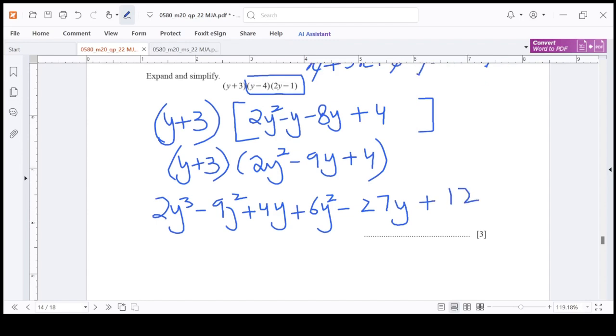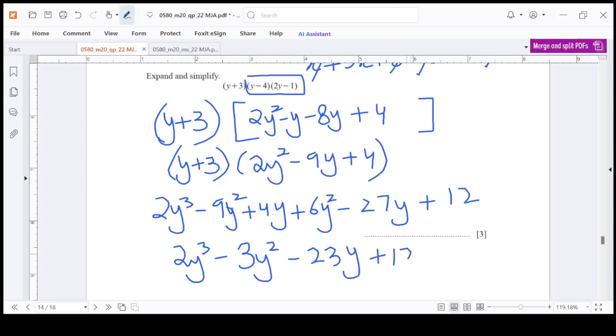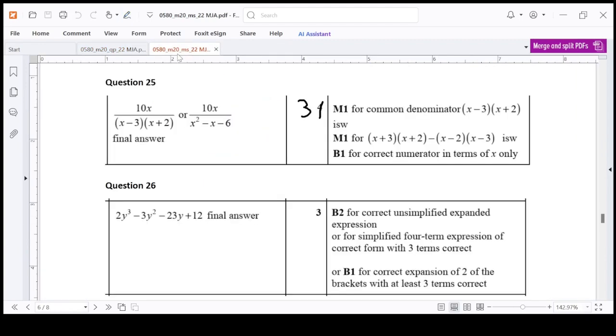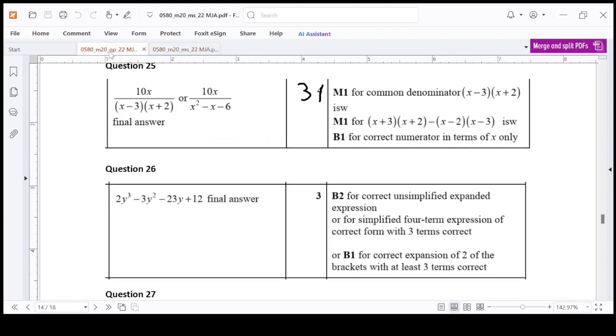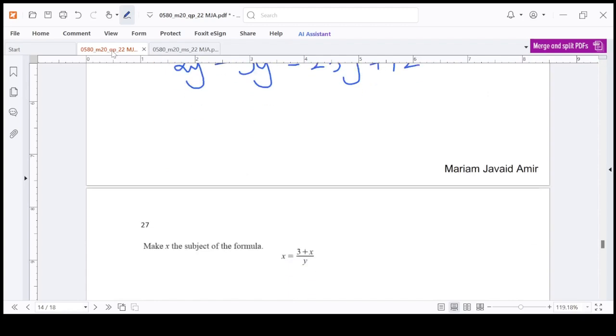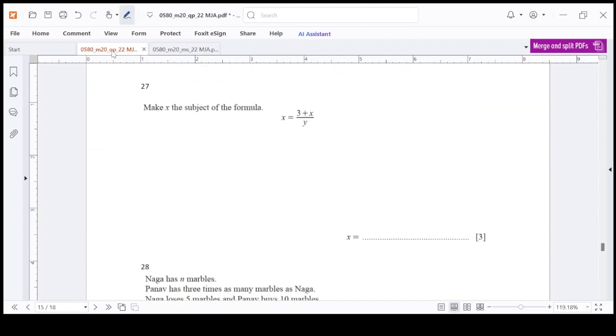Okay, let's add these up. We have only a single y cubed term, 2y cubed. Then we have the y squared terms: minus 9y squared plus 6y squared becomes minus 3y squared. Then we have the y terms: 4 minus 27, so that becomes minus 23y. And then we have a single constant term. This should be the answer unless I blundered: 2y cubed minus 3y squared minus 23y plus 12. Yep, right answer.